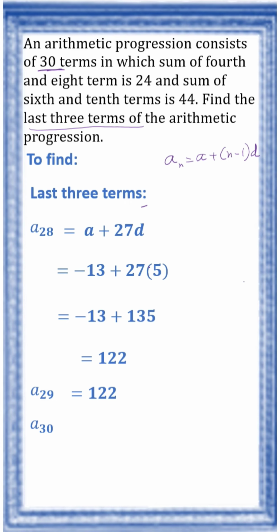We can go on adding the common difference to get the next term, meaning the 29th term. 122 plus 5, that is equal to 127. Now add d once again to get A30. 127 plus 5, that is equal to 132. So the last three terms are 122, 127 and 132.